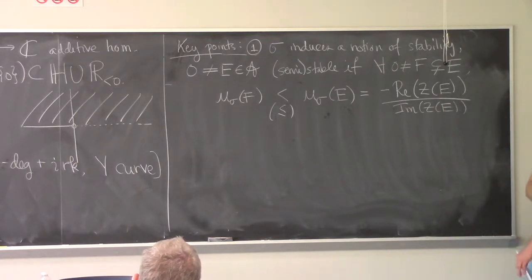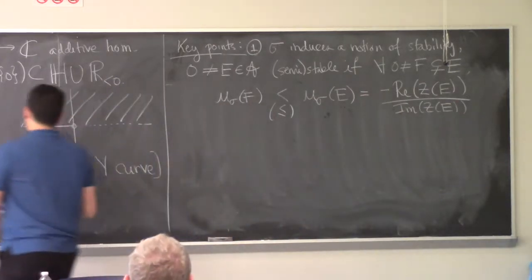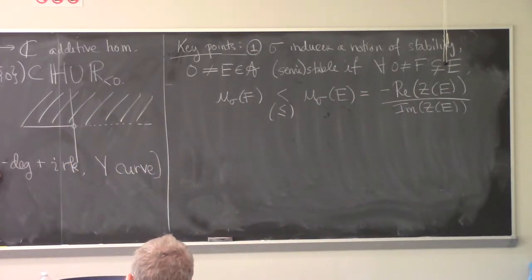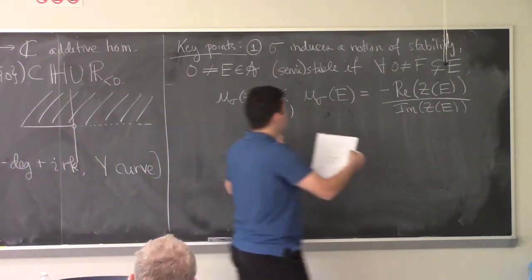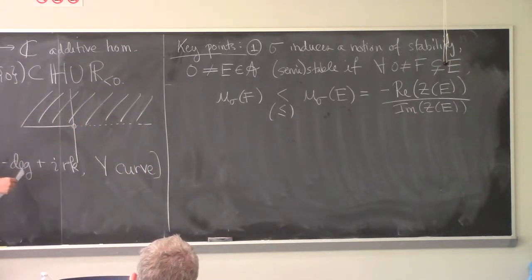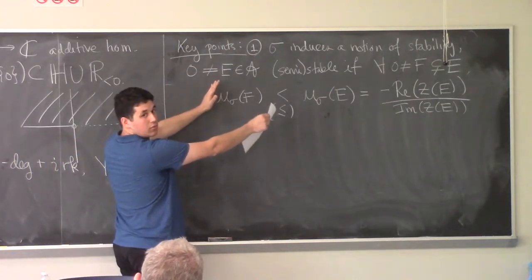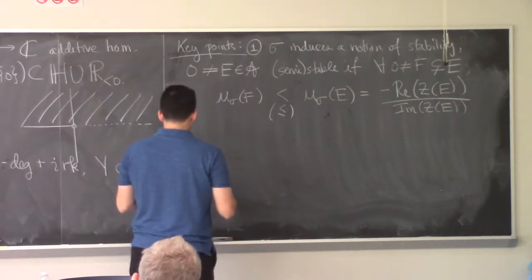Okay, so this might look a little bit strange at first, but if you think about it in this example here, what we're getting is the usual slope stability of sheaves on a curve. The slope is the degree divided by the rank. So you can think of Bridgeland stability roughly as a generalization of slope stability on curves to arbitrary categories. Okay, so we have notions of semi-stable or stable objects with respect to sigma.